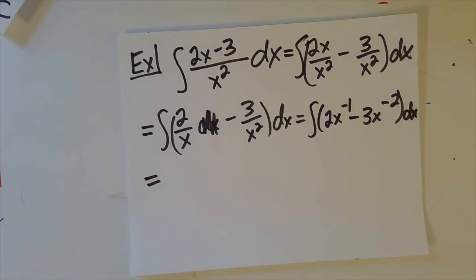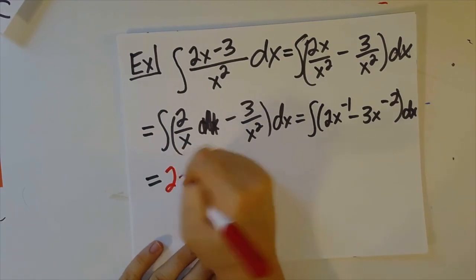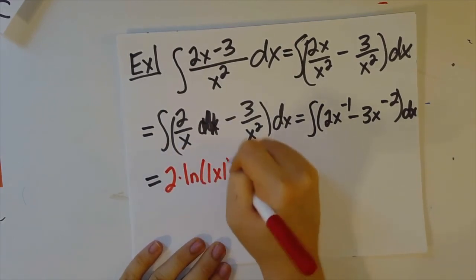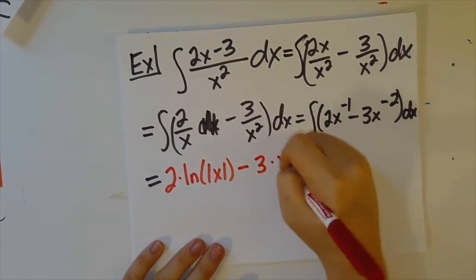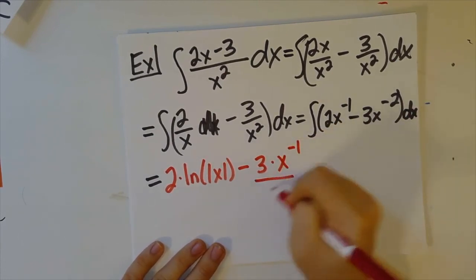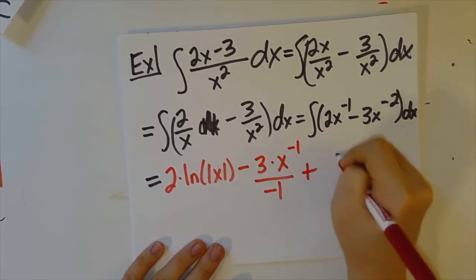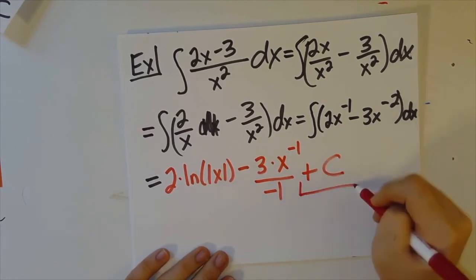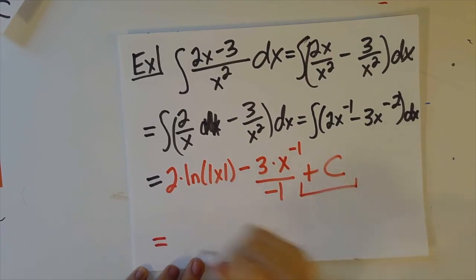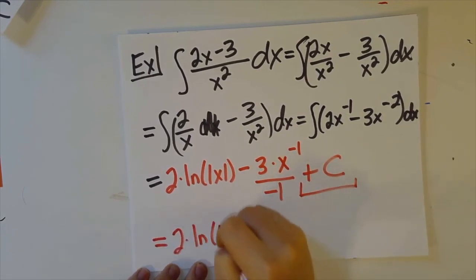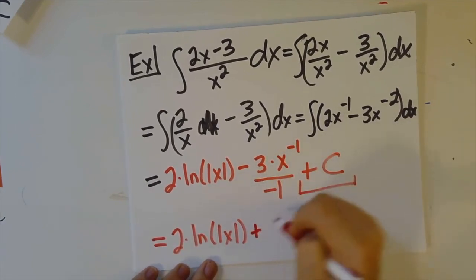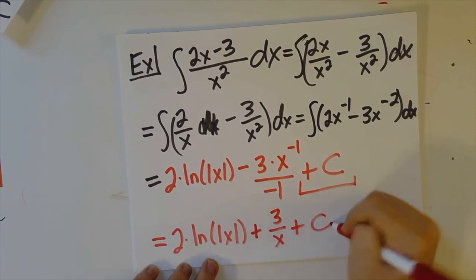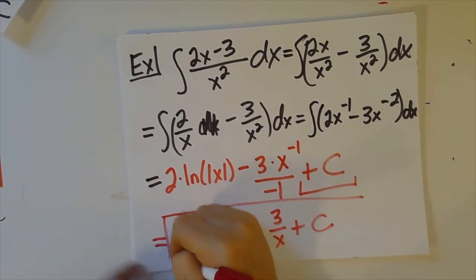Okay, so here, in particular, we're going to get 2 times the natural log of the absolute value of x minus 3 times x to the minus first power divided by minus 1, plus c. Don't forget the plus c. And that's equal to 2 times the natural log of the absolute value of x. And then this is minus a minus, so it's plus 3 over x plus c. And so that will be our answer.